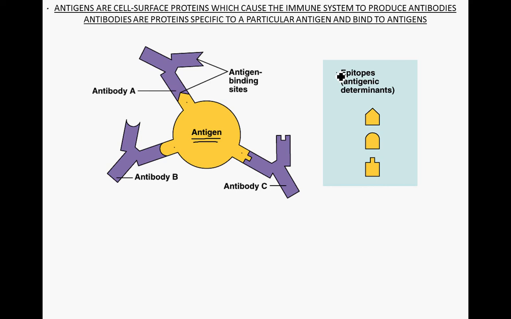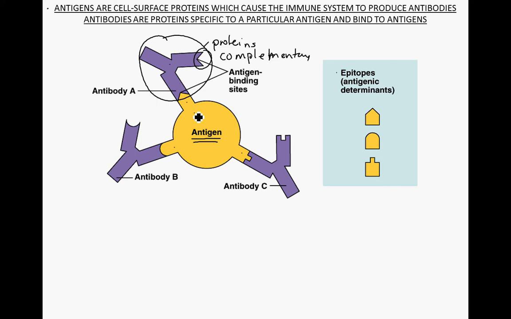The antibodies here are these Y-shaped proteins. And these Y-shaped proteins have parts of them that will bind to the antigen. And that part that binds to the antigen is complementary to the antigen. So an antibody is specific for an antigen. And since they are Y-shaped, they can bind more than one antigen at a time.